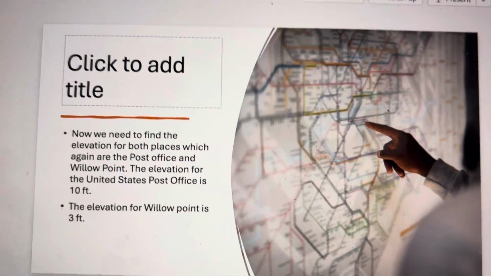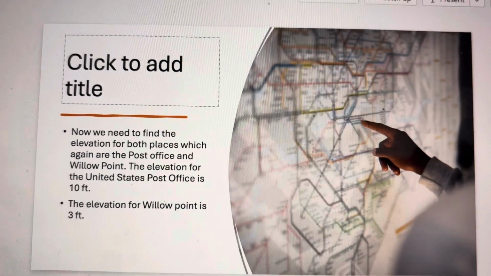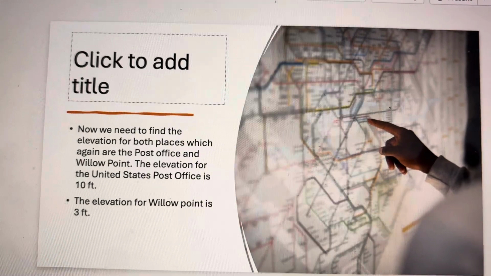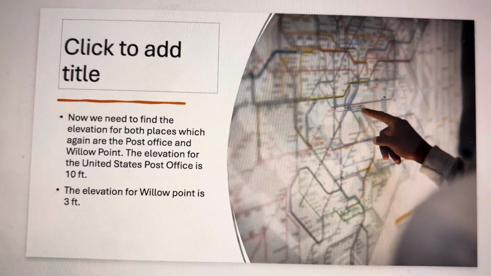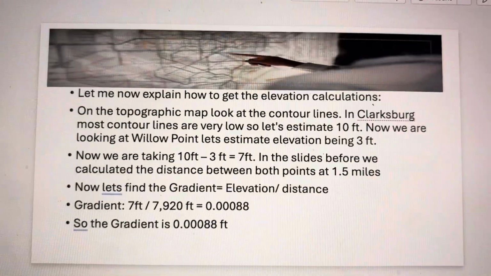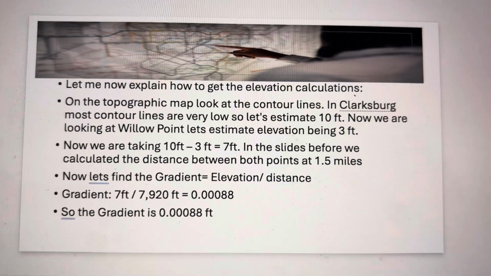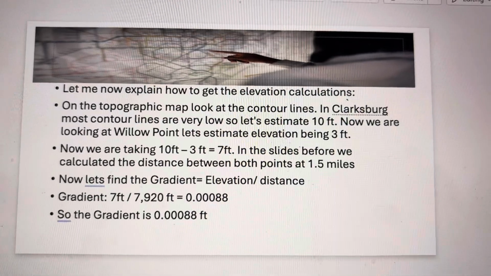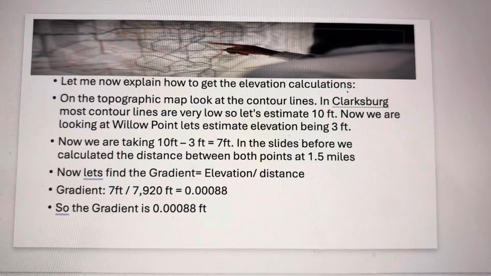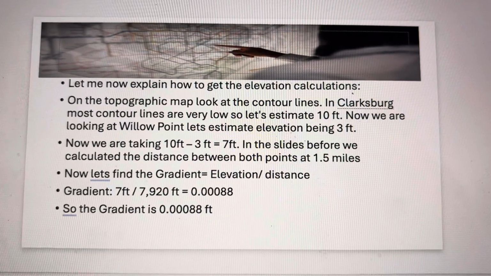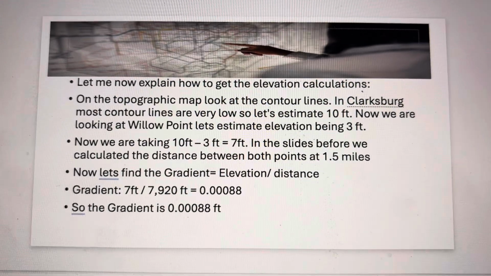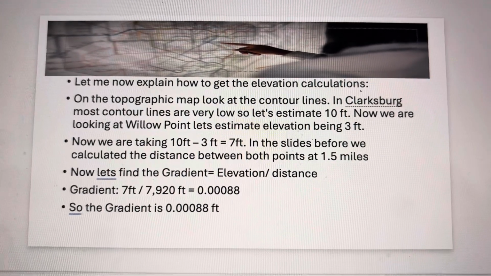Now, to find the elevation for both places, which again is the United States Post Office and the Willow Point, the elevation of the post office is 10 feet, and the elevation for Willow Point is 3 feet. Now on the map, look at the contour lines. In Clarksburg, most contour lines are very low, so let's estimate 10 feet. Now that we're looking at Willow Point, let's estimate elevation being 3 feet. Now we're taking 10 feet minus 3 feet equals 7 feet.